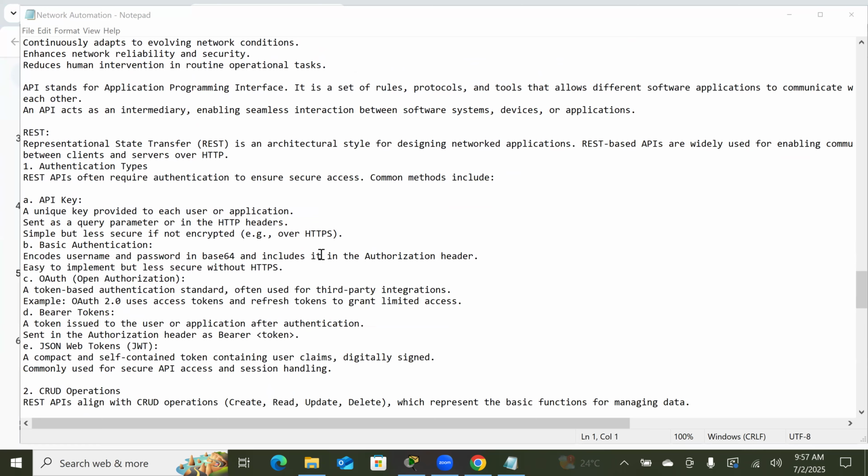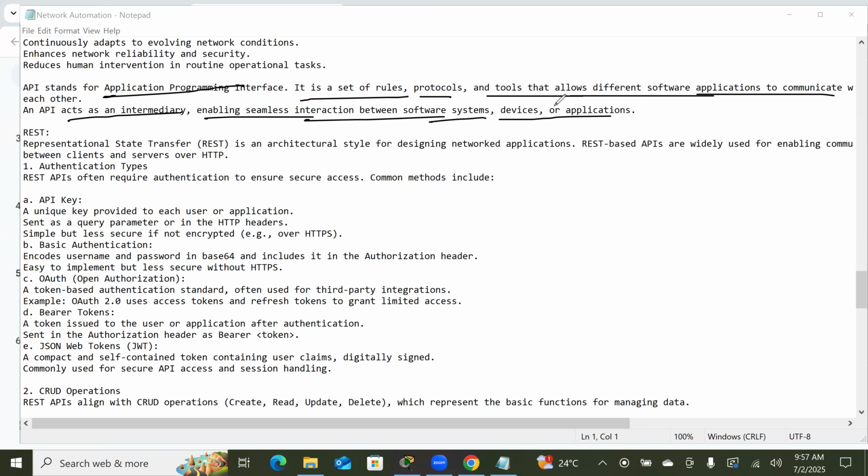And I said it uses an API. API is nothing but what? As I already said, application programming interface. It's a set of rules or protocols and tools that allows different software applications to communicate with each other. Here the API acts as an intermediary, enabling seamless interaction between the software systems, devices, and the application.